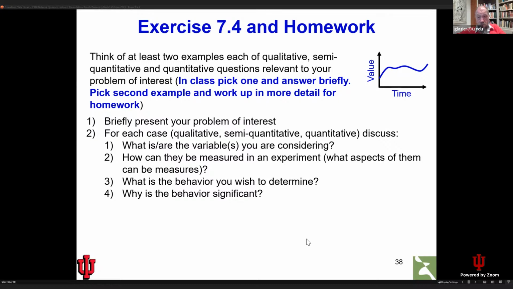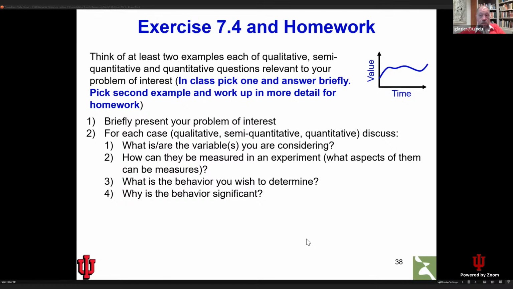One could be your project question, if you're ready for that. Another one could be something else, but I want them to be different so that you have to think about it a little. First, what are the variables that you're going to measure? How are you going to quantify the system? You're going to measure the level of P53 and something else, maybe?